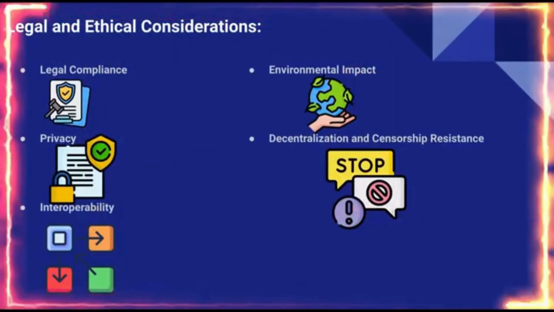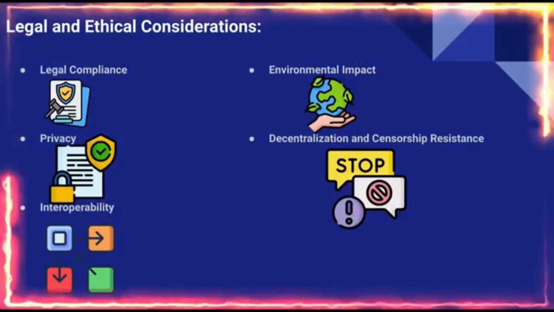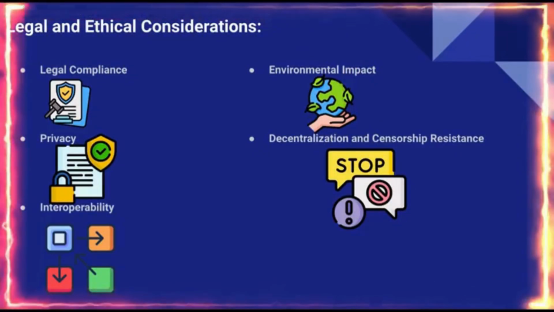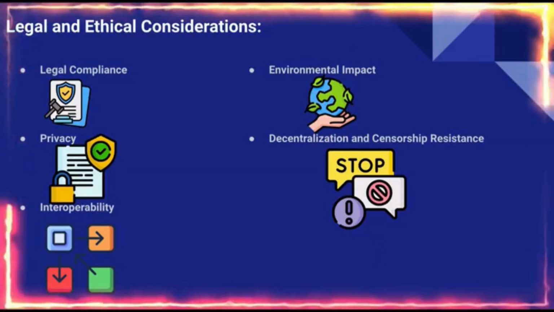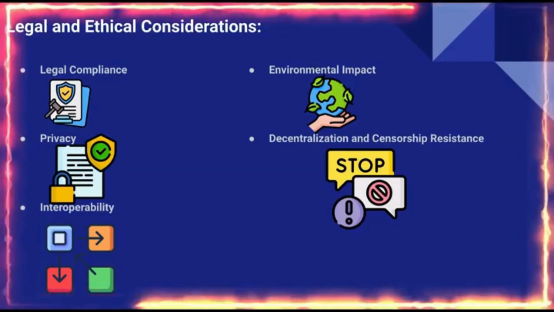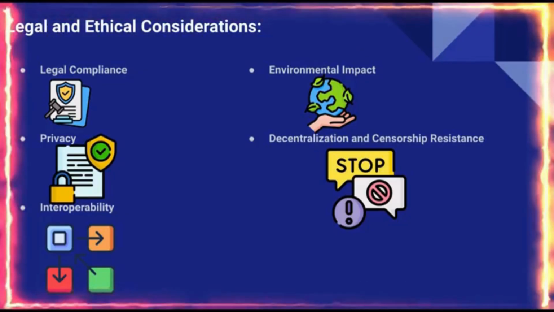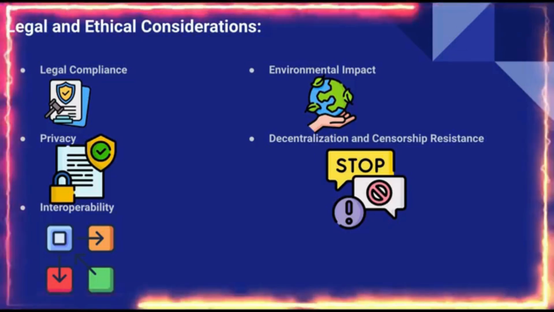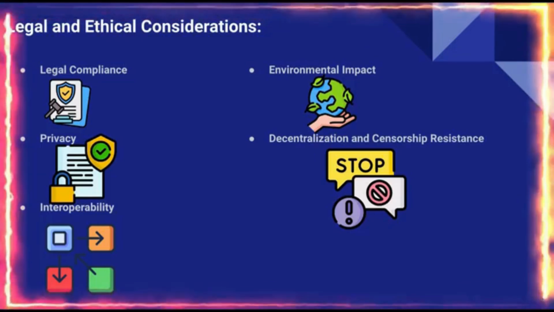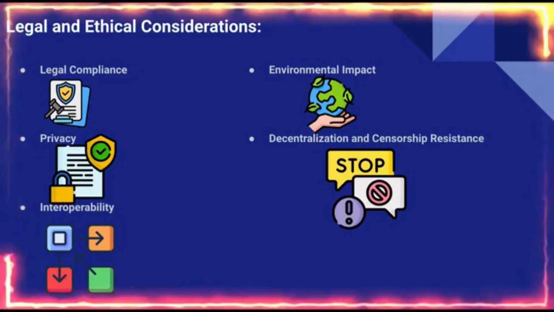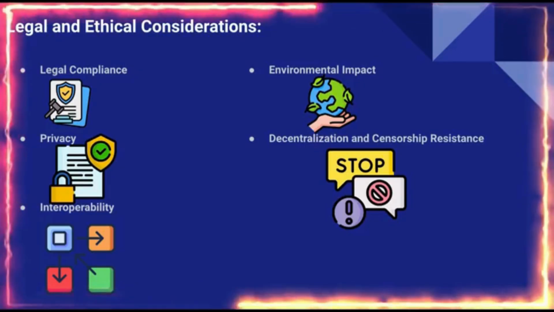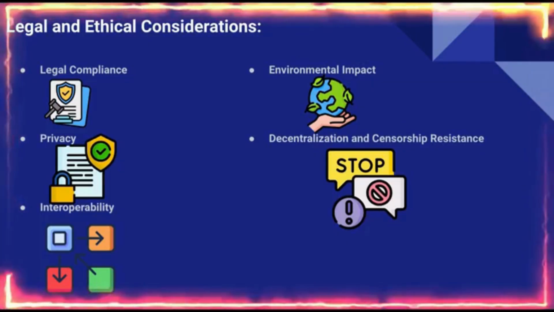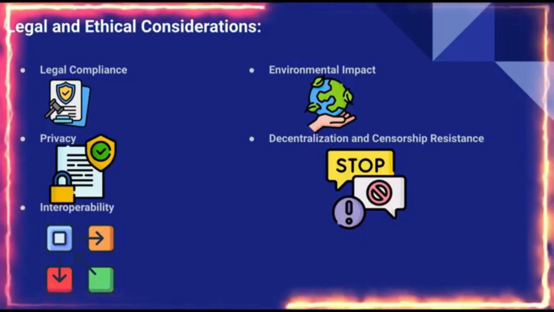Number 3. Legal and ethical considerations. Legal compliance. Blockchain projects must adhere to relevant laws and regulations in their jurisdiction, which can include securities laws, AML regulations, tax laws, and more. Privacy. Ethical concerns regarding user privacy and data protection arise when blockchain transactions are immutable and publicly accessible. Some projects incorporate privacy-focused technologies.